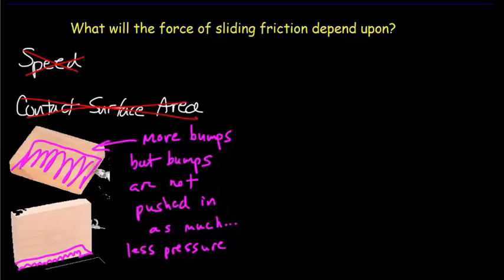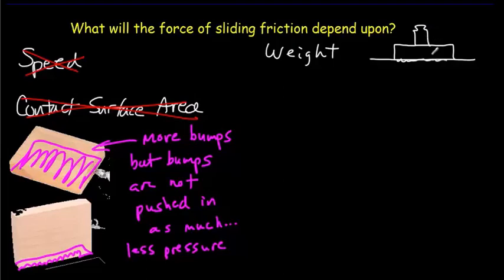Your next guess would probably be the weight. And that's certainly true. If you've got a certain amount of friction because you've got a block on a surface, and then you put a weight on top of that block, of course the bumps get pushed down more deeply and you end up with larger friction. However, a better concept than the weight would be the normal force. The normal force and the weight are equal to each other if you're on a flat surface. Normal force and the weight are the same thing.